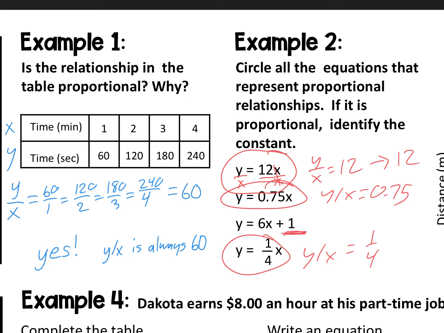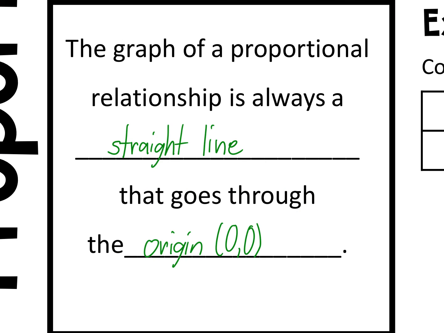So, proportional equations are always y equals a number times x. Or, if you're being a little bit more challenging, a number times y is equal to x. Although, in the latter case, it's a little bit trickier to find your constant because you would have to find the reciprocal of the coefficient. For the next example, we need to know that the graph of a proportional relationship is always a straight line that goes through the origin, 0, 0.